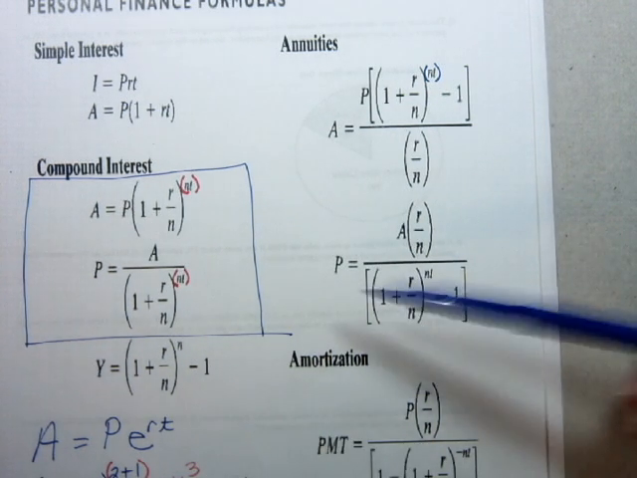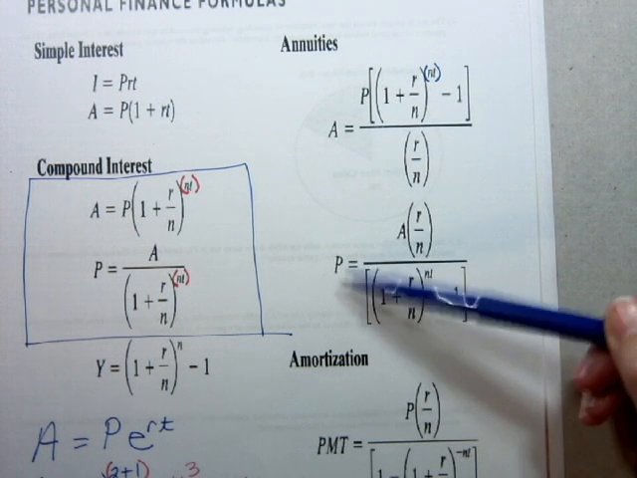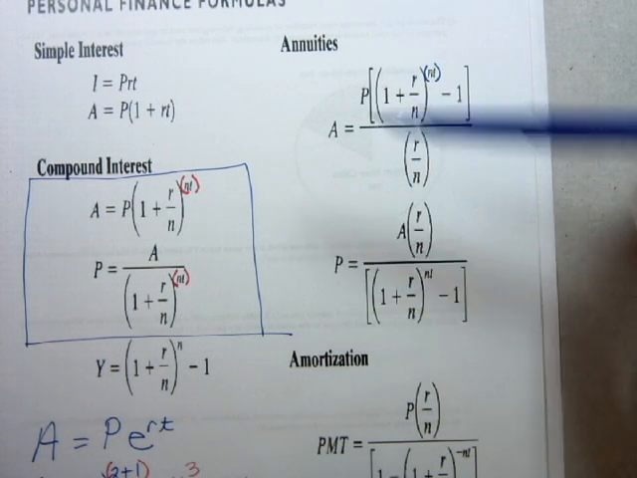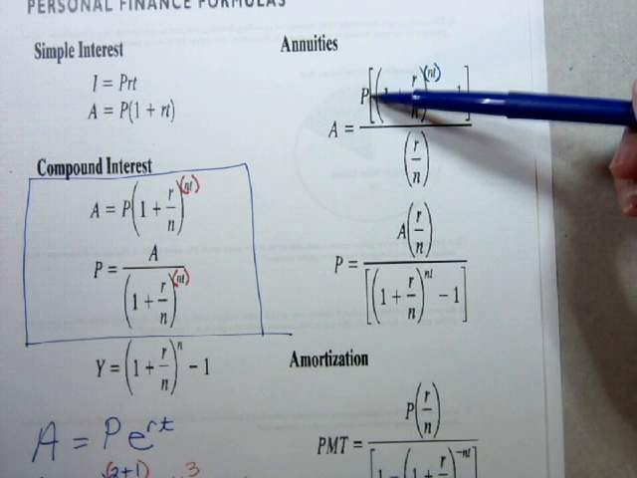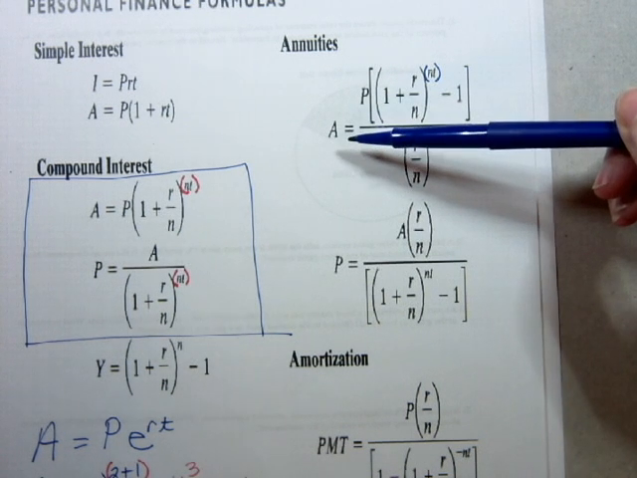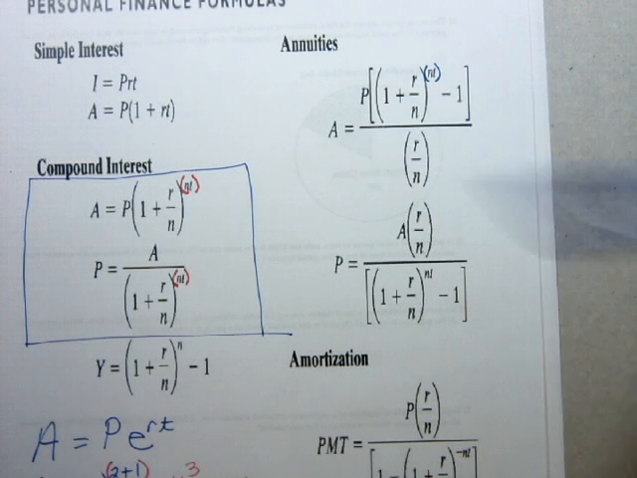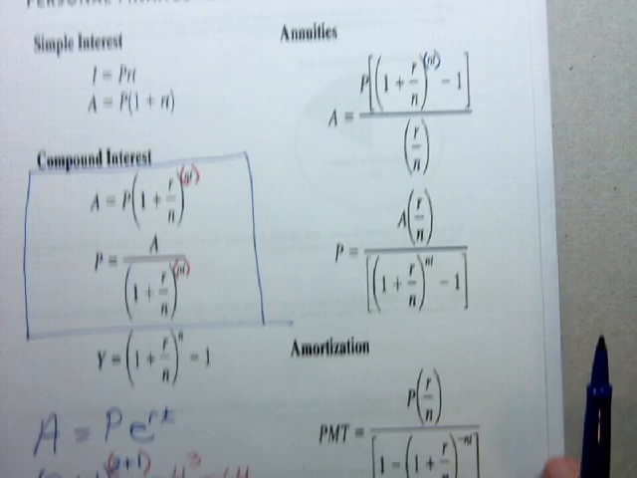So if I need to know what my payment should be, I'm going to use this formula. If I know how much I'm putting in the account and I want to know how much is going to be in the account at the end of my 20 years, then I will use the formula that gives me the amount. Okay, now that's an annuity.